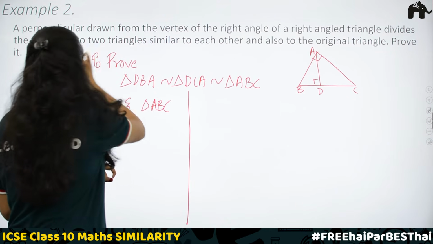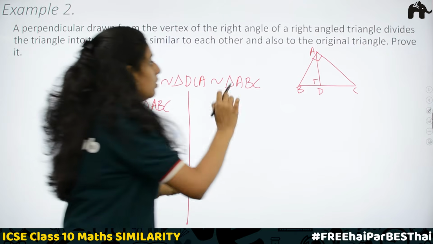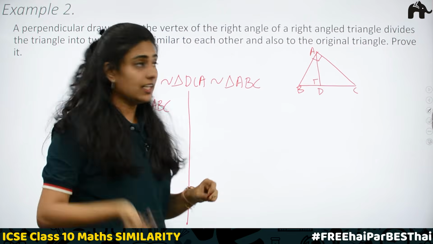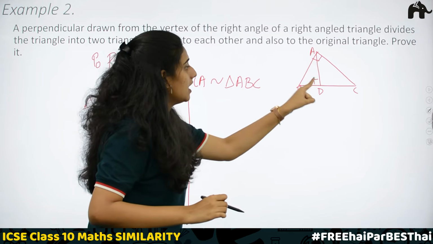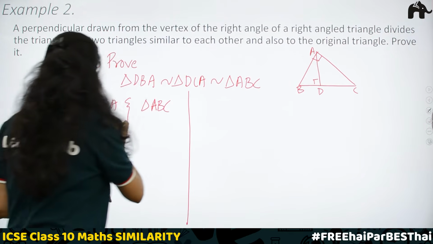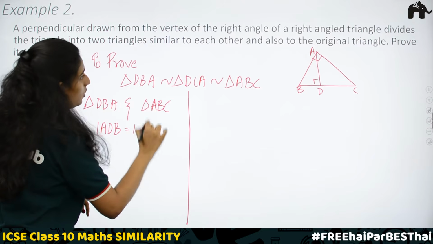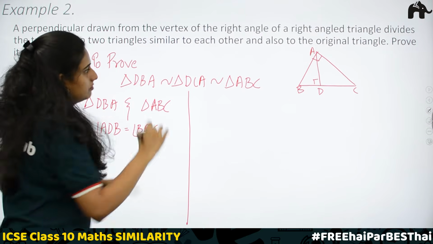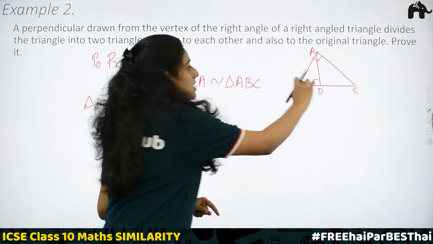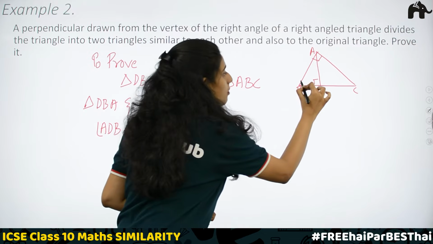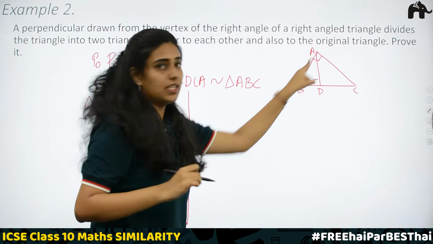Now when you consider this triangle ABC and DBA, we have angle ADB is equal to angle BAC. Here we have a right angle and this is also a right angle. Both these angles are 90 degree, which means these angles are equal. Okay, we have a common angle here. Angle B is common to both ABC and DBA.